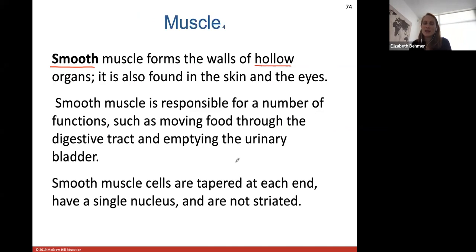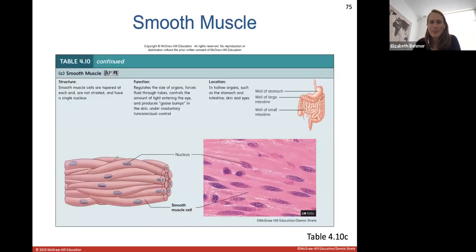And smooth muscles are what we call fusiform in shape, where they're really wide in the middle and then tapered or pointed at the end. They have a single nucleus and they're not striated, so they look nice and smooth. So here we have smooth muscle cells. So you can see right away there's no stripes, no striations.